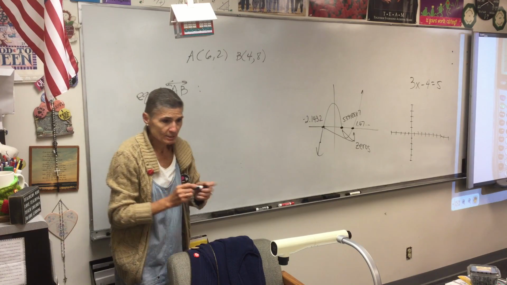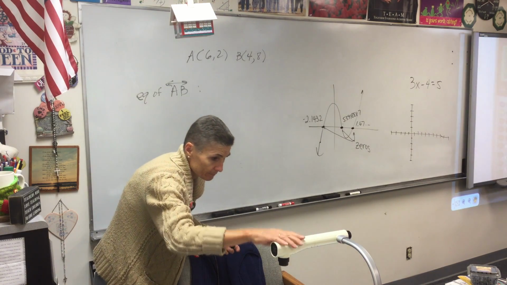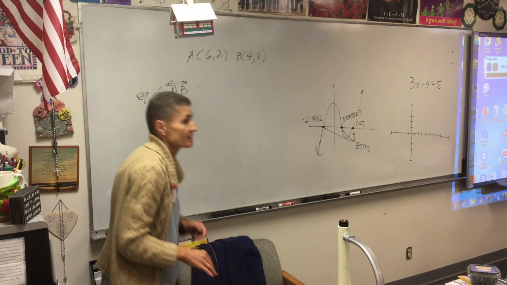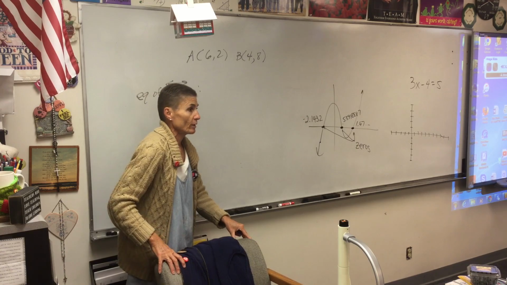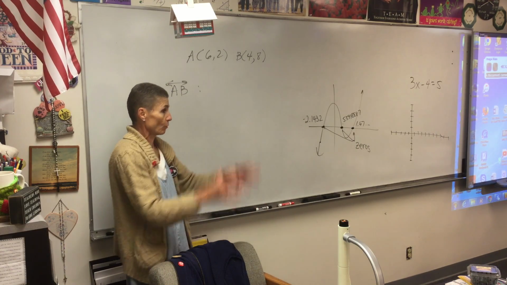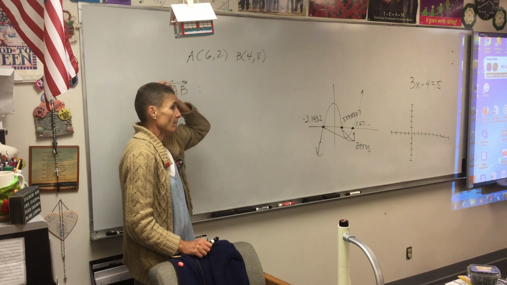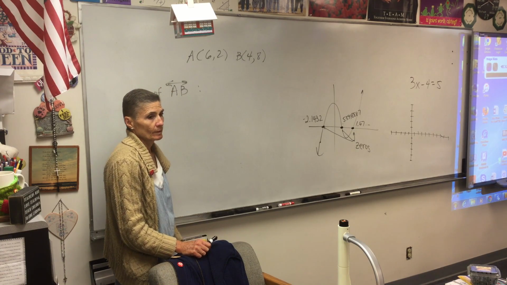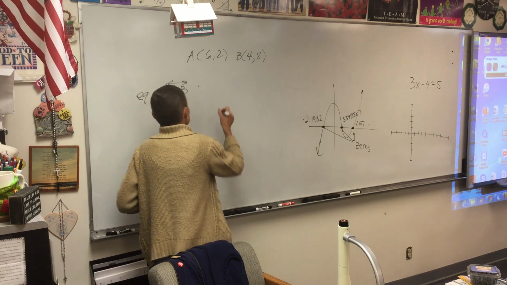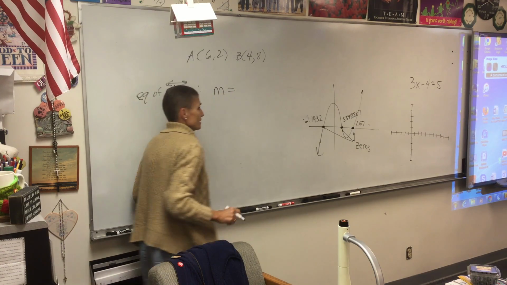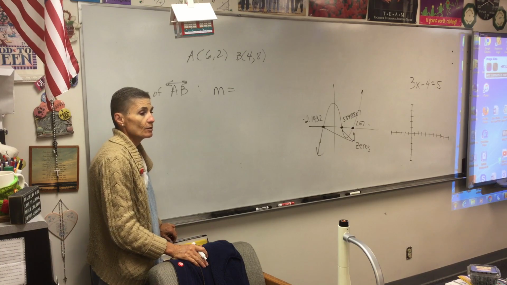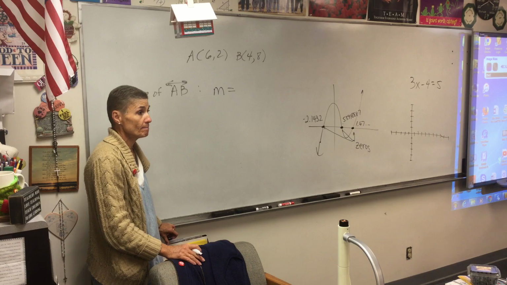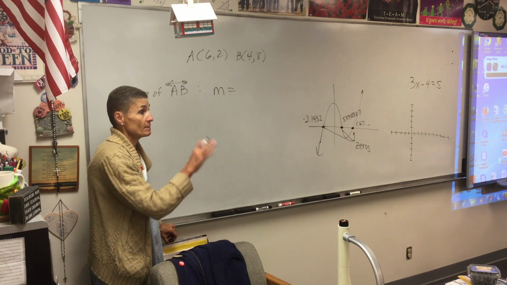Who remembers how we start? We're writing the equation of line AB. This is a quick review. It's the last thing we talked about before we start the new stuff. Who remembers how to do this? First thing we do is find the slope. This is just a little bit of review to catch us up, for those that may be a little foggy.